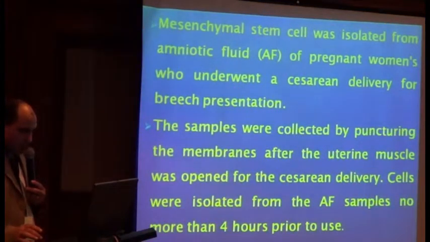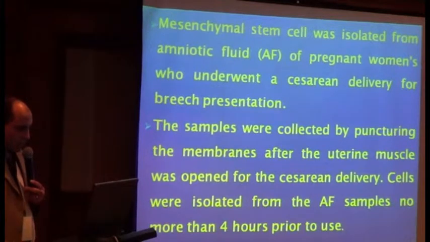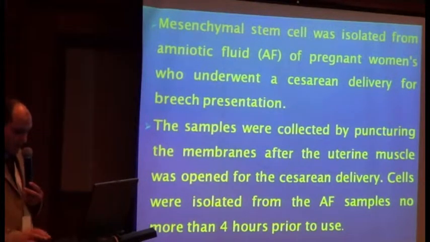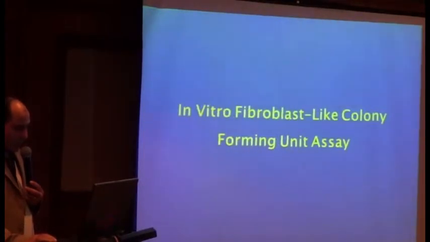The mesenchymal stem cells were isolated from the amniotic fluid of pregnant women who underwent a cesarean delivery for breech presentation. The samples were collected by puncturing the membranes after the uterine muscle was opened for the cesarean delivery. Cells were isolated from the amniotic fluid sample no more than 4 hours prior to use.